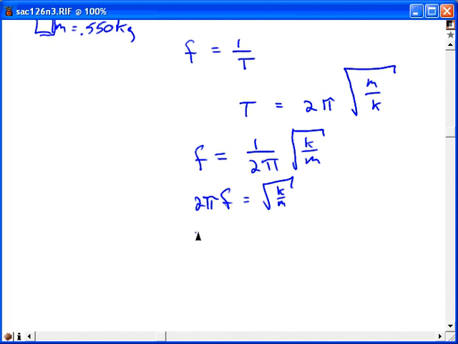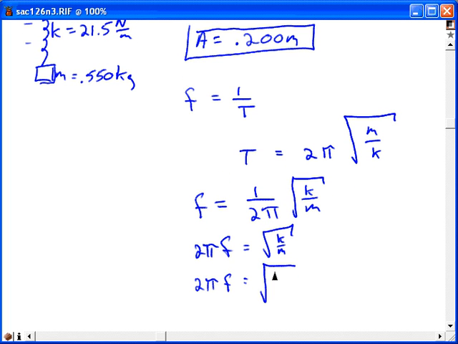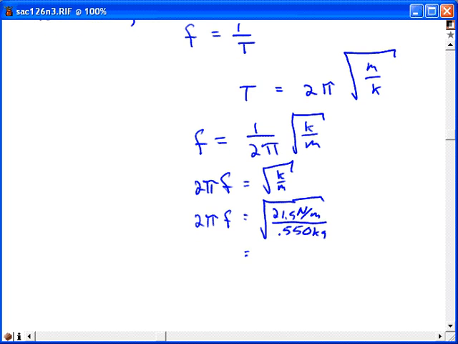Okay, we can go ahead and get a value for 2 pi f then. Just scrolling up a little bit to see our k, 21.5 newtons per meter for k, and the mass was 0.550 kilograms. So 2 pi f evaluates to 6.252 radians per second.